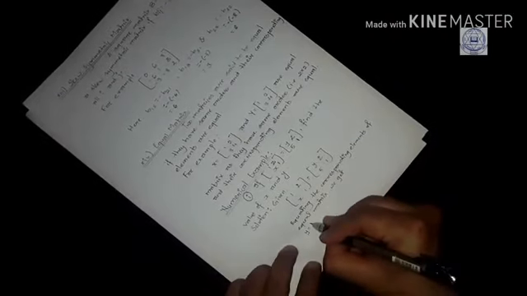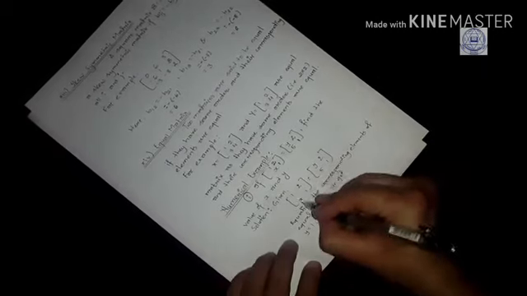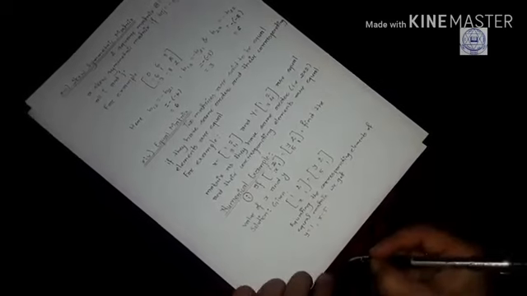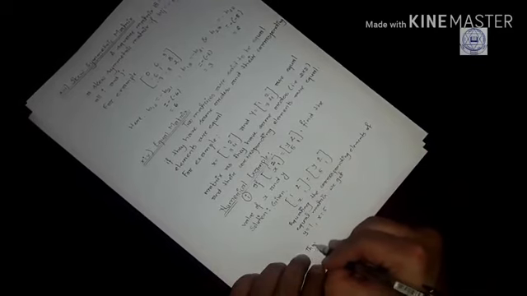y is equals to 1, x is equals to 5, isn't it? y is equals to 1, x is equals to 5. Thus x is equals to 5 and y is equals to 1 are the required answer.